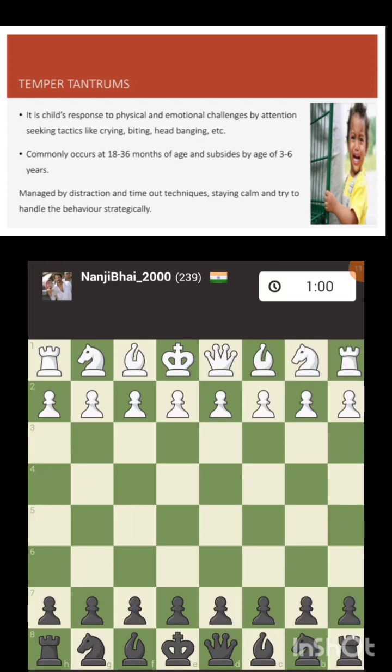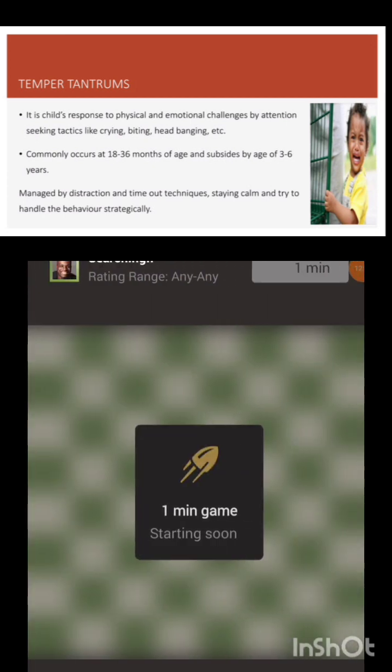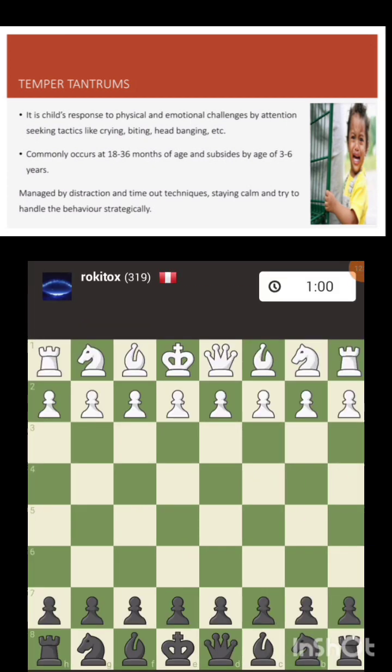They basically start punching around wherever is possible. It's a response to physical and emotional challenge by attention-seeking tactics: crying, biting, headbanging, etc. It is seen in children 8 to 16 months of age, and it actually decreases by 3 to 6 years. Basically, distract the child, use time-out techniques, stay calm, and try to handle the behavior strategically.